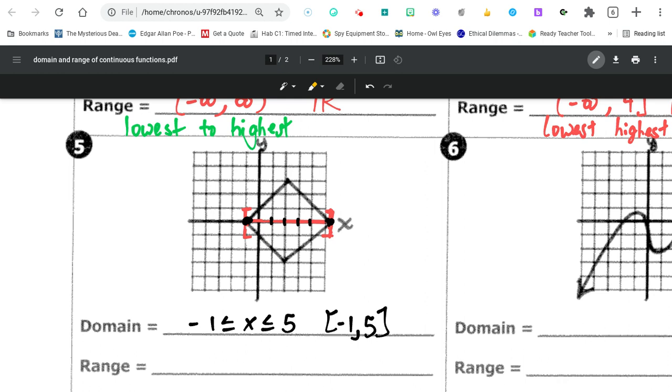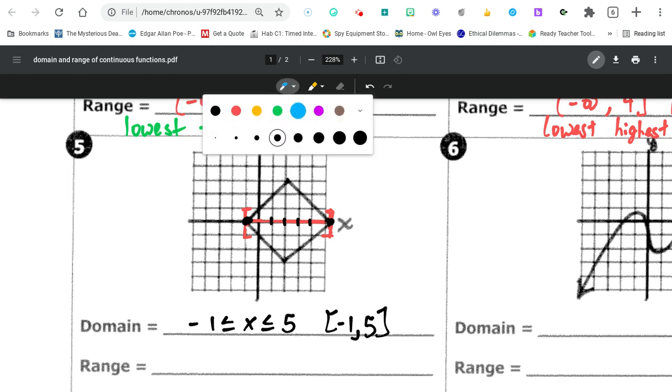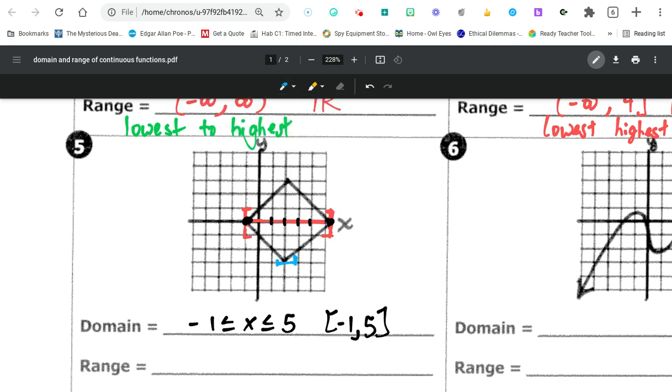And then the lowest point would be right here. That's a y of -1, -2, -3. That's the lowest. And the highest point would be right here. That's a y of 1, 2, 3. A y of 3. So -3 to 3. Yep.